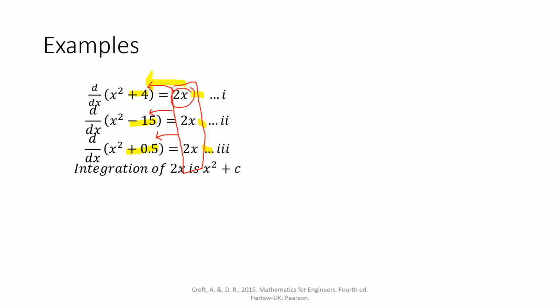In this case, the c is 4, and in this part, the c is minus 15, and in this case the c is plus 0.5. So integration produces one constant number. So c equals 4 in 1, c equals minus 15 in 2, and c equals 0.5 in 3.